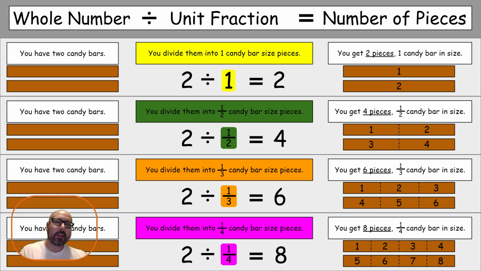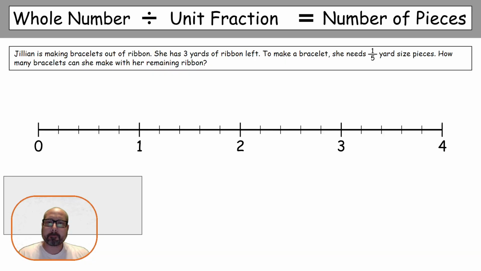So you'll notice that as the fraction gets smaller, the pieces that we're dividing this into get smaller, we end up with more of them, which makes sense because if you chop things into smaller pieces, you're going to end up with more pieces. If you have larger pieces you're cutting it into, you're going to end up with fewer of them.